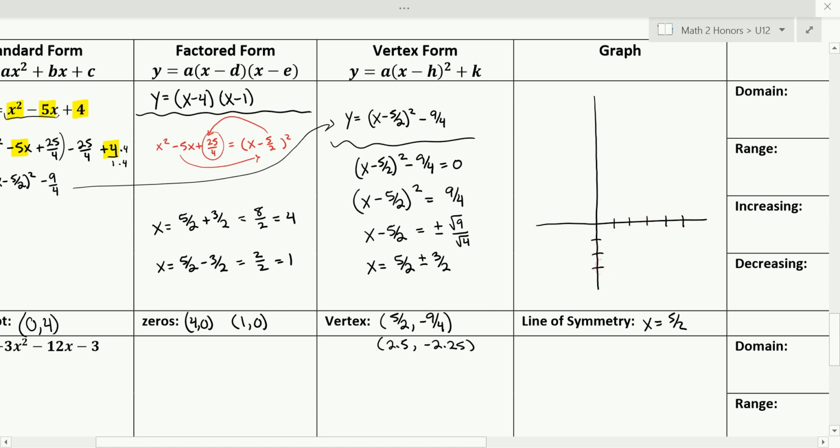So starting with my vertex at 2.5, negative 2.25 roughly here. So axis of symmetry, that's the middle of our graph right there. Crossing the x-axis at 1 and 4. Got a y-intercept at 0, 4.